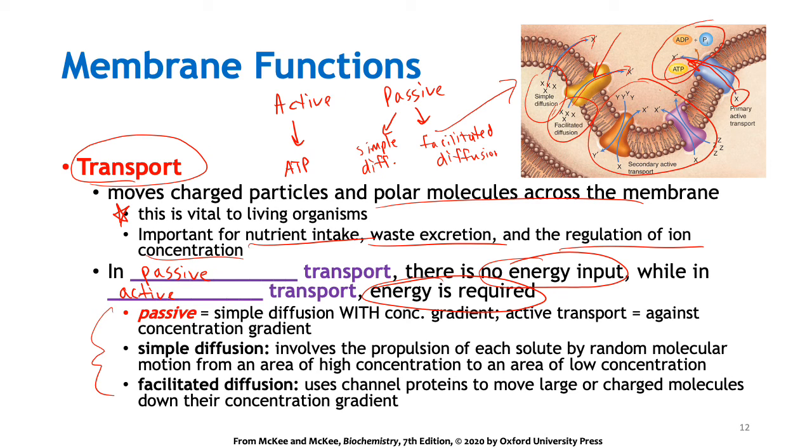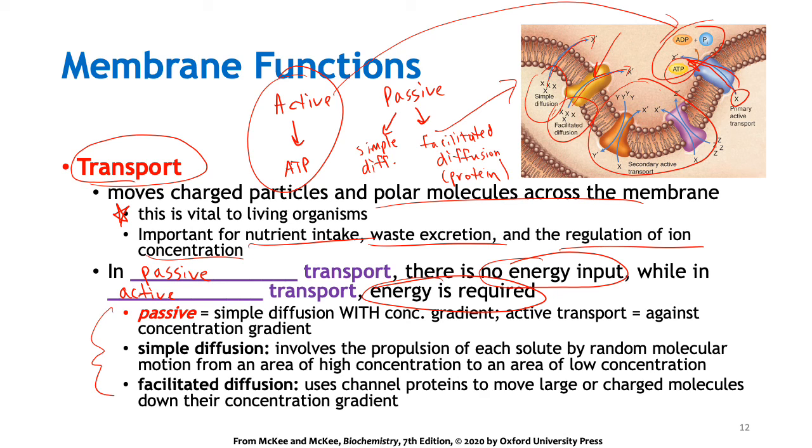Simple diffusion doesn't require any protein, and facilitated diffusion requires a protein to make sure it works. Let's see some examples of what I'm talking about. Actually, I'm not going to show you examples because your homework is going to make you learn these concepts, so make sure you look at the homework. I just wanted to let you know that active transport does require ATP. It is shown in this drawing on the upper right.